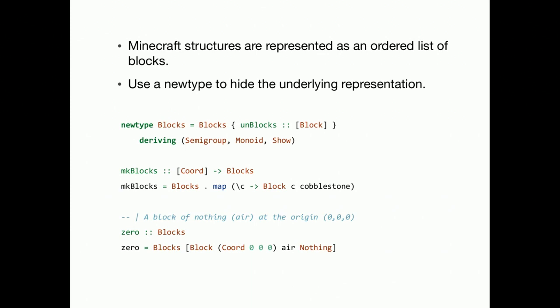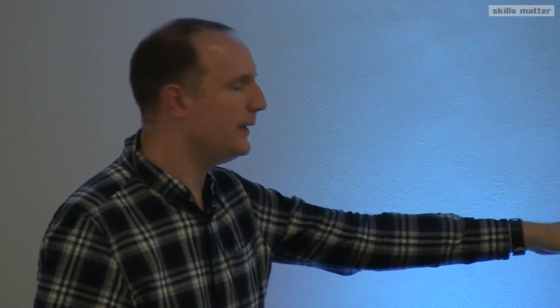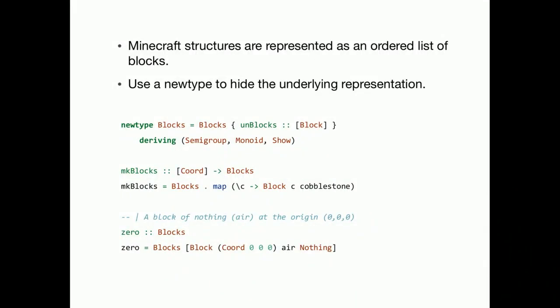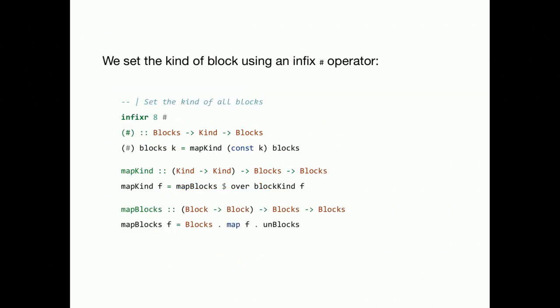Here I've got a constructor, make blocks. It's just a convenience, really, that will take a list of coordinates and turn it into a structure. It's not needed. Perhaps the only primitive we really need is this zero one, where we create a block at the origin of nothing, or air. That's probably the only one that's needed. And we set the kind of a block using this infix hash operator. To define that, I need to map over block kinds and map over blocks, but those are simple functions to implement.